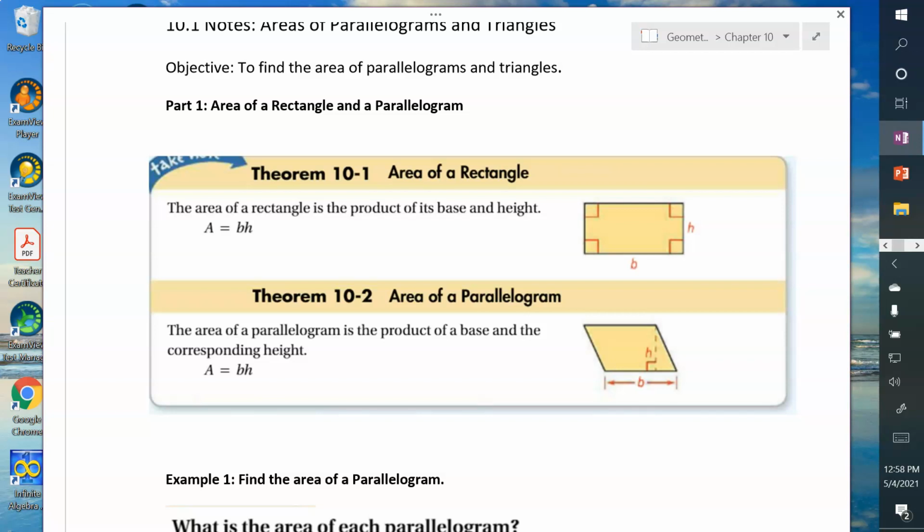Now what you have to be careful about when doing a parallelogram is your base and height have to be perpendicular to each other. So your base needs to be perpendicular to the height. So when you're doing these problems, make sure that what you're using for the base and the height are perpendicular to each other. And you'll see what I mean in a moment.